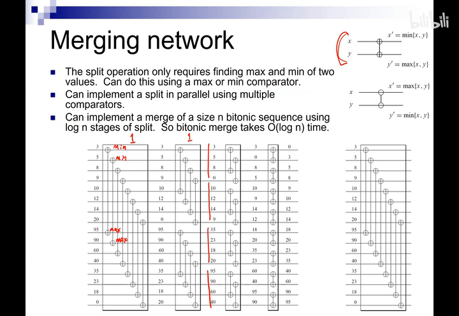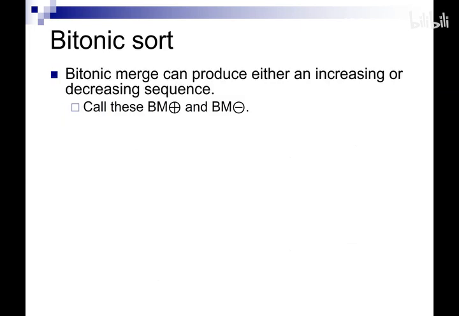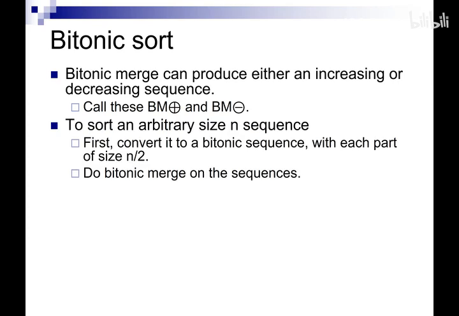Okay, so up to now we have the bitonic merge algorithm. Finally, we're going to take the bitonic merge and use this to implement bitonic sort. The first thing to notice is that currently we're sorting into increasing order, but you can just as well sort into decreasing order, right? You just flip the min and the max. So we're going to call the bitonic merge into an increasing sequence BM plus, and into a decreasing sequence, we're going to write that with the minus.